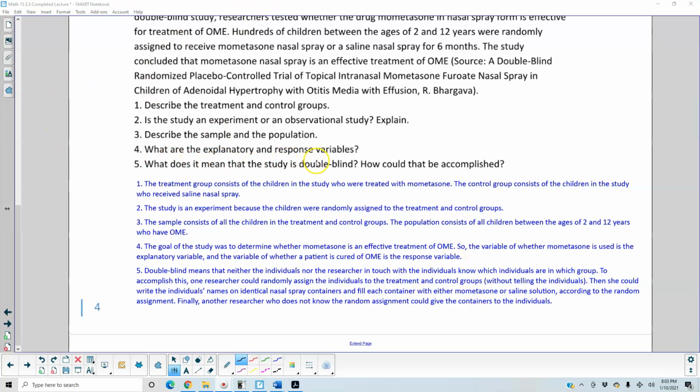What does it mean that the study is double-blind, and how could that be accomplished? Double-blind means that neither the individuals nor the researcher in touch with the individuals know which individuals are in which group. To accomplish this, one researcher could randomly assign the individuals to the treatment and control groups without telling the individuals. Then she could write the individuals' names on identical nasal spray containers and fill each container with either mometasone or saline solution according to the random assignment. And finally, another researcher who does not know the random assignment could give the containers to the individuals.